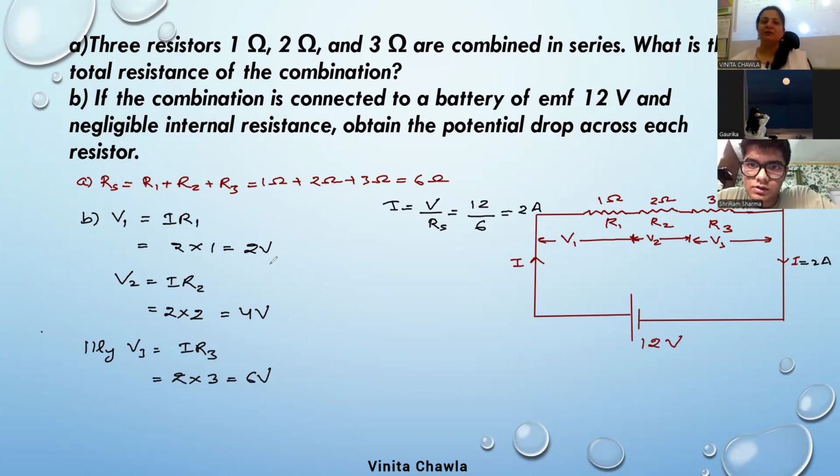So when you add these potential drops, V1, V2 and V3, what do you get? You get 2 volt plus 4 volt plus 6 volt. You get 12 volts, the same value that we have here. V1 plus V2 plus V3 is equal to the battery voltage.